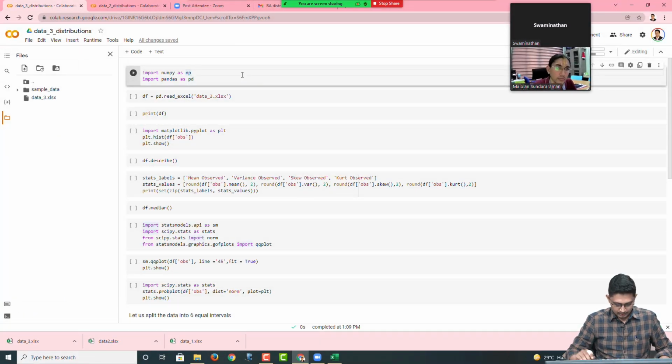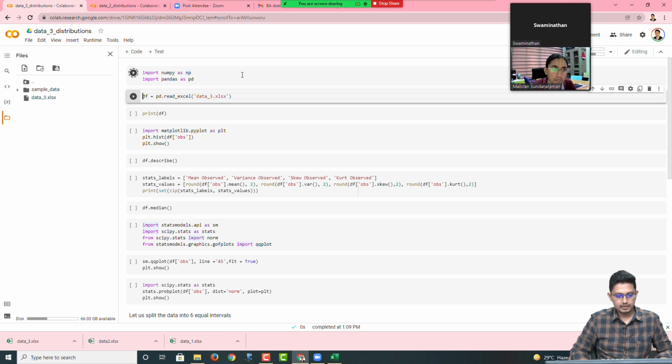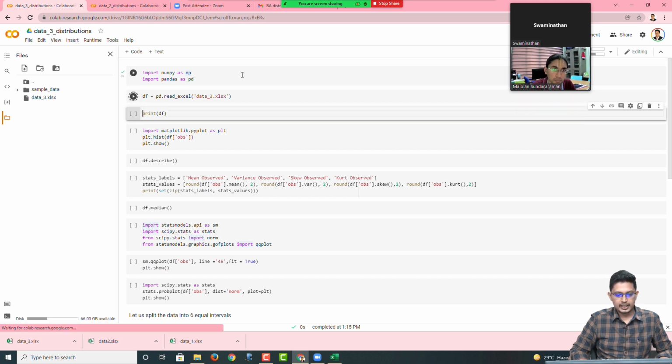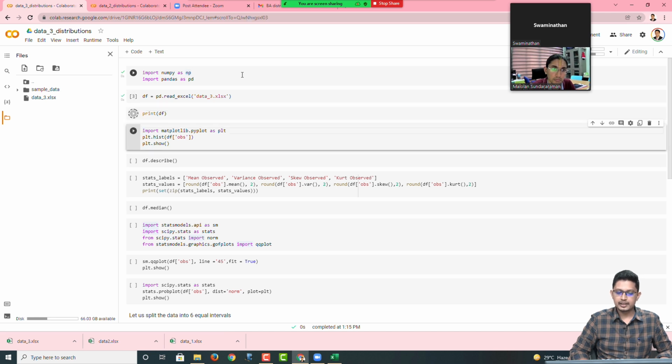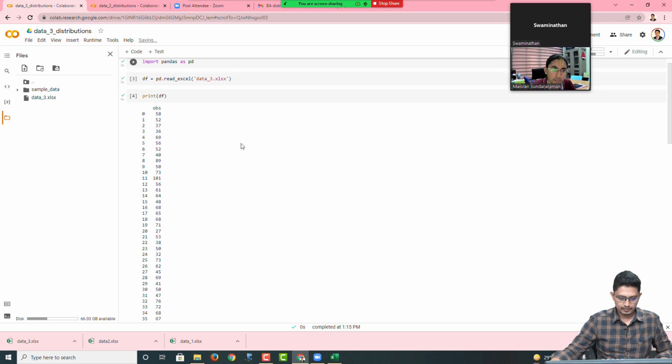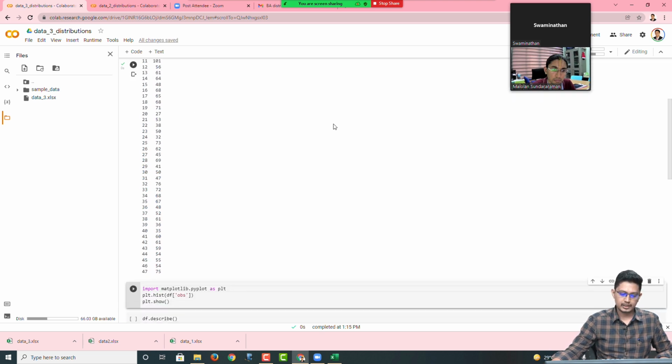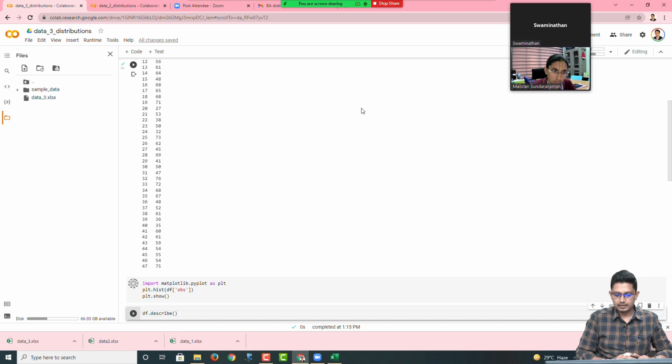All right. As usual, the regular formalities, which include importing NumPy and pandas, reading the Excel file, printing the Excel file, right? So we have 48 observations. And then the first step is the histogram.